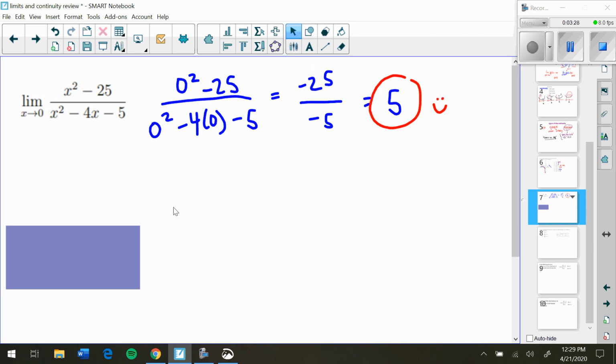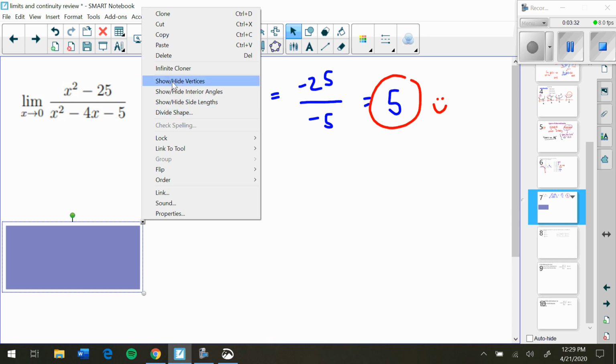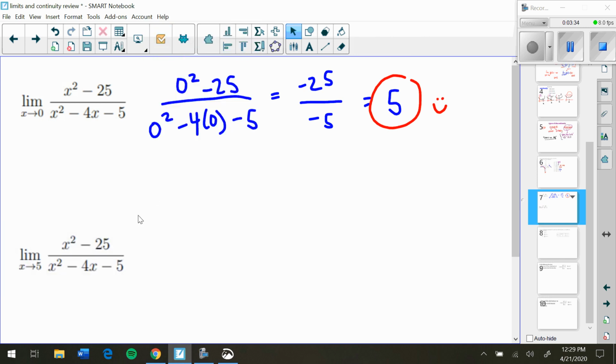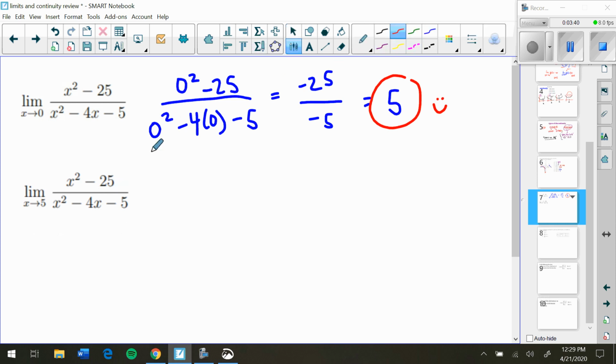What if, though, we have something different? All right, what about this one? Same function, different limit. So the limit as x approaches 5 in this case. Okay, we're going to start the same way. We plug in 5. So 5 squared minus 25 all over 5 squared minus 4 times 5 minus 5.